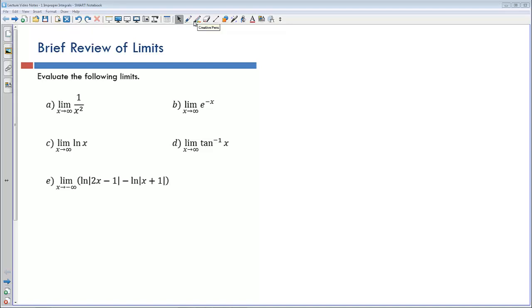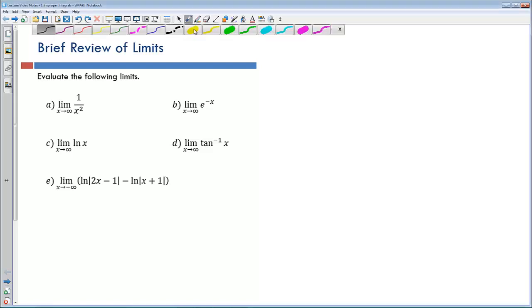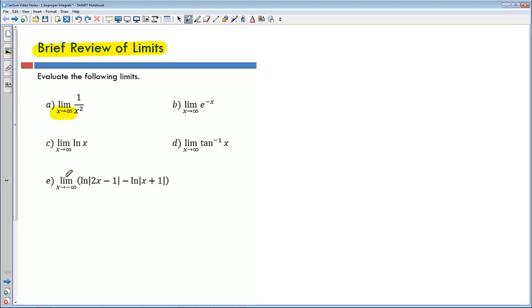It's time for fun with math, and today we're going to talk about what are called improper integrals. But first, I want to do a brief review of limits, especially if you notice limits as x goes to positive infinity or negative infinity. So real quick, let's just review these few problems.